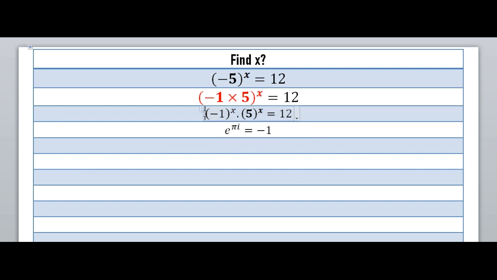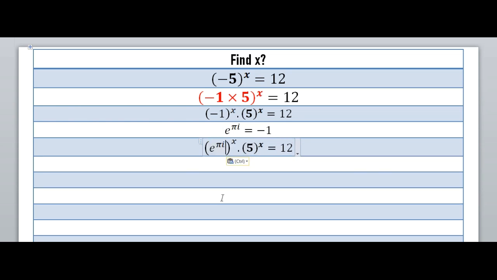So back to our equation here. The equation we had: negative 1 raised to power x times 5 raised to power x is equal to 12. So negative 1, we found, is the same as exponential pi I.